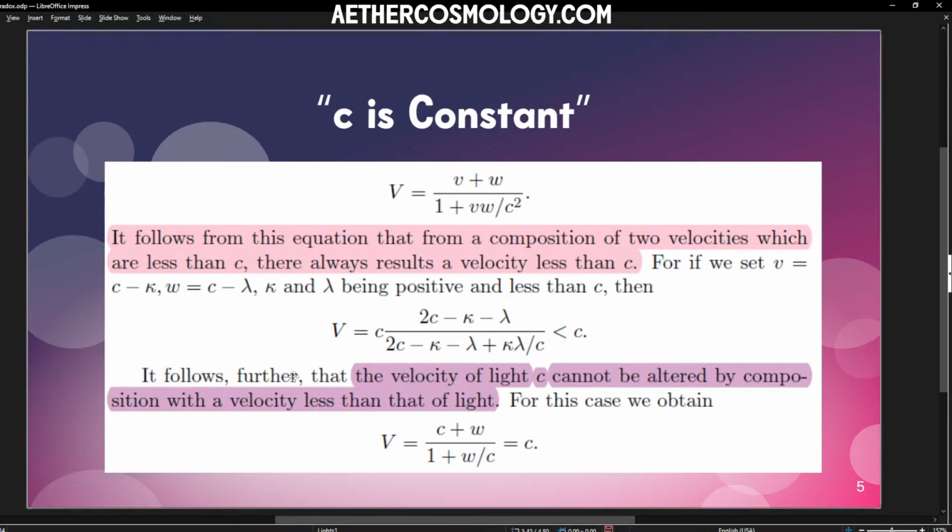And then he says, it follows further that the velocity of light, c, cannot be altered by composition with a velocity less than that of light. So keep this in your mind when Alan starts going through the GPS stuff. These are the rules. These are the rules. This is the groundwork for relativity and special relativity.